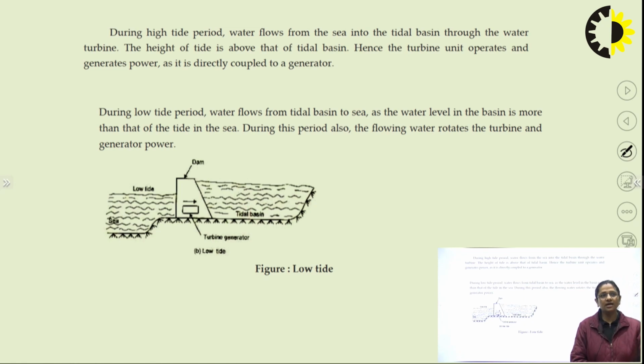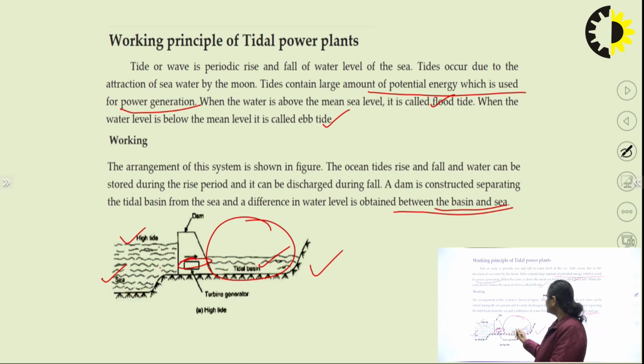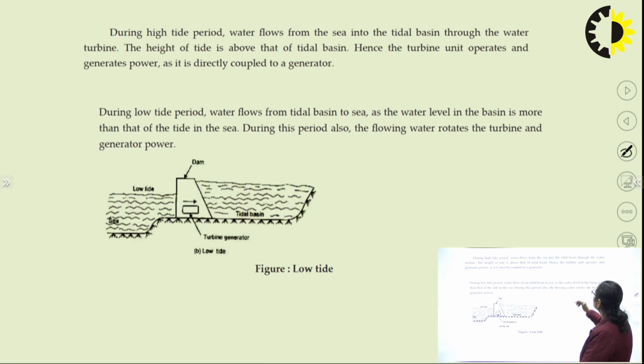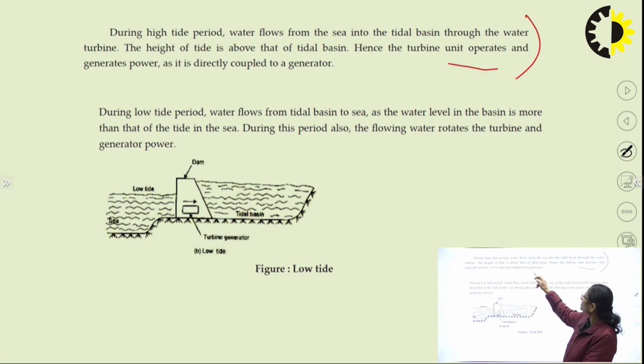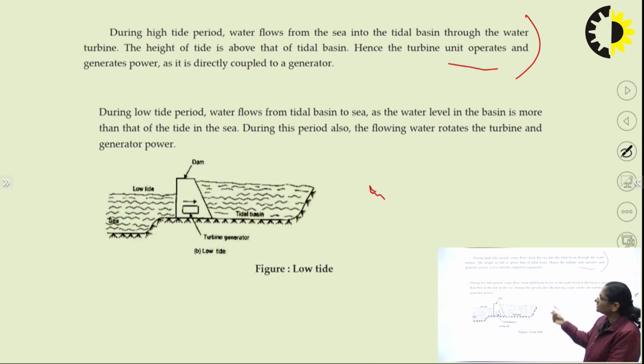So, what happens during the high tide period? During high tide period, water flows from the sea into the tidal basin, which can very well be seen, through the water turbine. As I mentioned earlier, depending upon what type of tidal power plant we have, we can generate electricity during high tide as well as during low tide. The turbine unit operates and generates power as it is directly coupled to the generator. Now, what happens during low tide? During low tide period, water flows from the tidal basin to the sea, which can very well be seen.